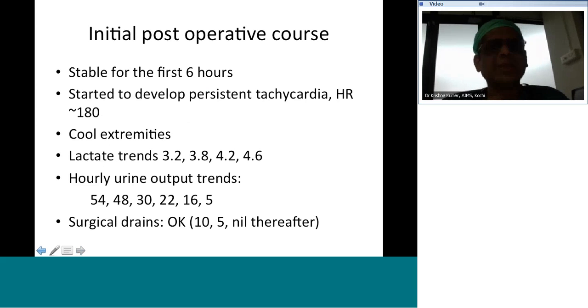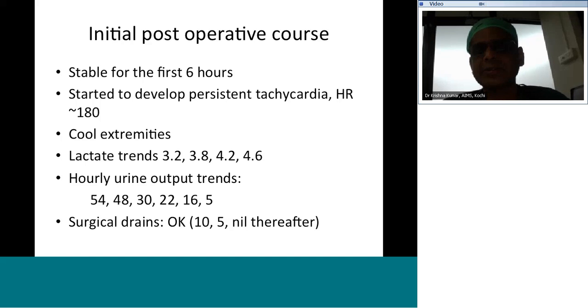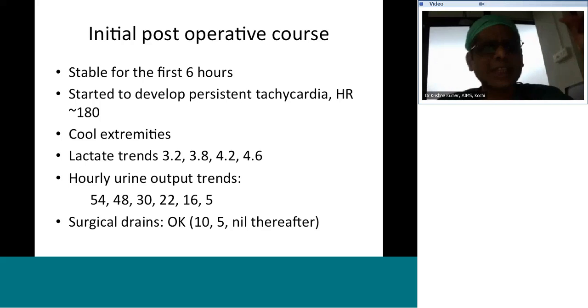Then the patient came to the ICU. The patient was stable for the first 6 hours, and after that started to develop persistent tachycardia with heart rates that went as high as 180, cool extremities, lactates that were moderately elevated and kept getting higher, urine output that was rapidly declining, and surgical drains weren't significant. But would you like to know anything else at this stage?